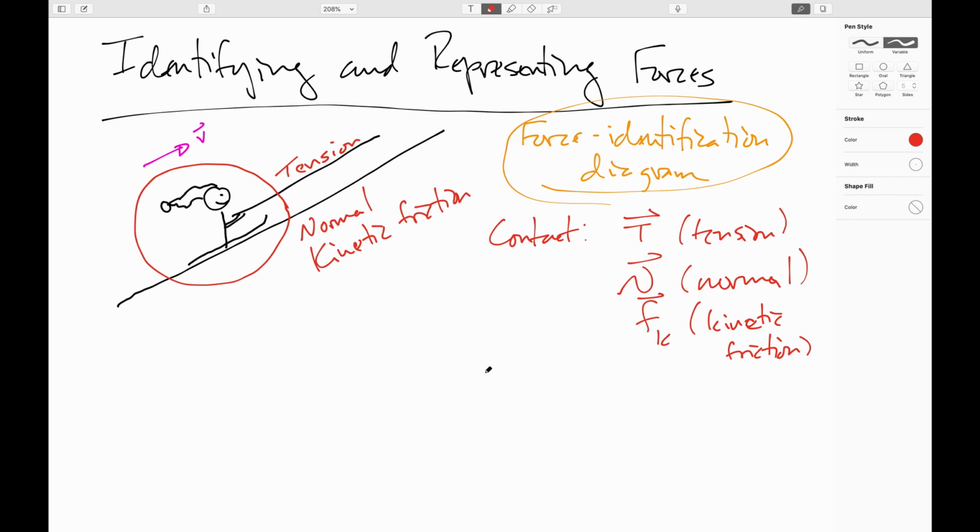and you've identified all the contact forces, you then have to ask yourself, are there any long-range forces? In this case, the answer is yes, there is. There is gravity.